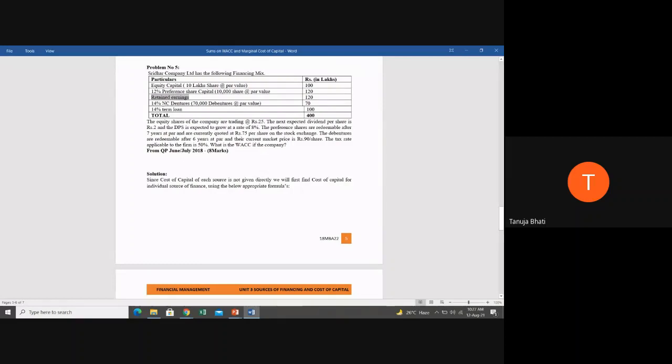Will it be applicable in calculating the cost of debentures? Yes, ma'am. Okay. Will it be applicable in calculating the cost of term loans? Will the tax rate be applicable in calculating the cost of term loans? Yes, students? Yes. Tell me.